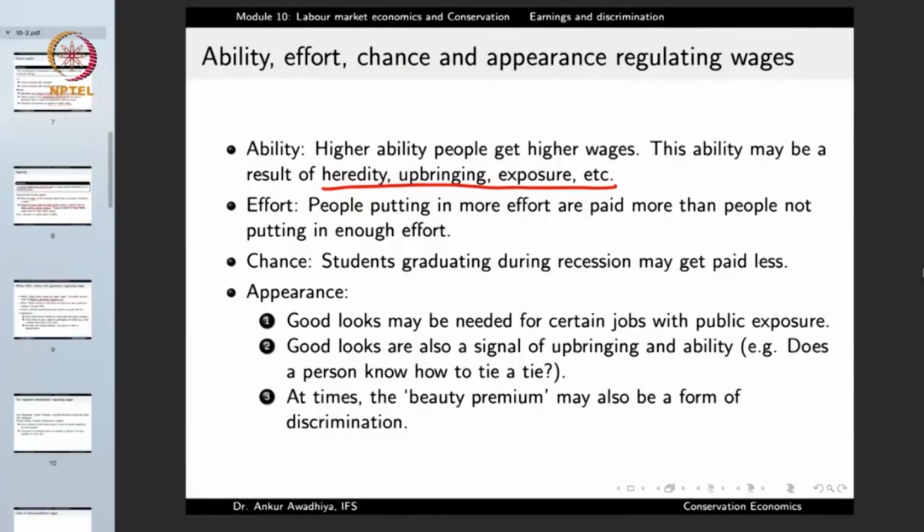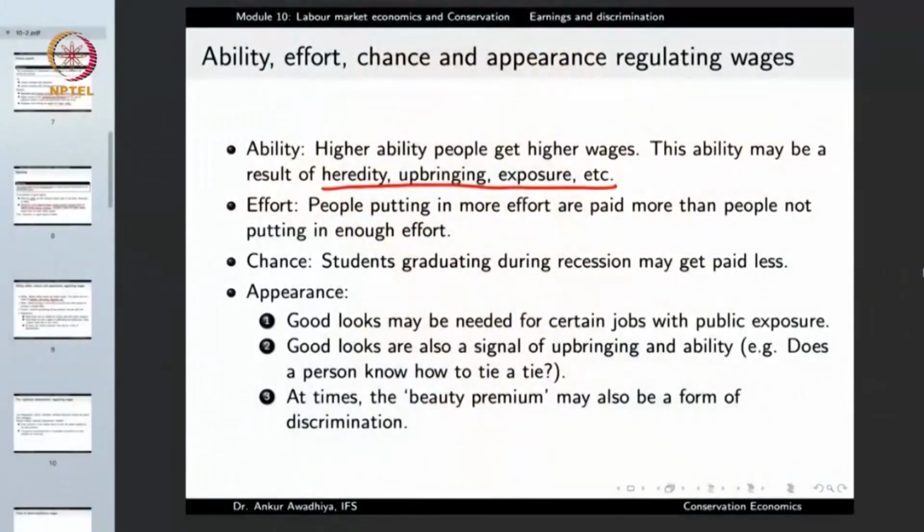Exposure can bring changes in ability. So a person who has worked in different sectors, or a person who has worked in different countries and is exposed to different sorts of problems, will have a higher ability for problem solving than a person who is not exposed to these things. So exposure may change ability, and in the case of ability, a person with higher ability will typically get a higher wage, even though both of these people are working in the same sector.